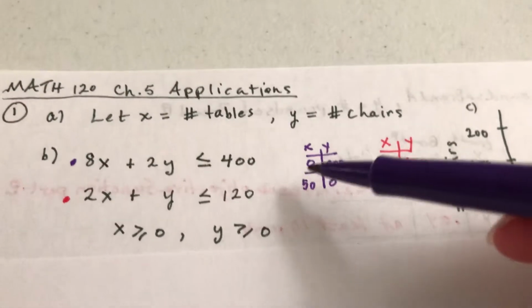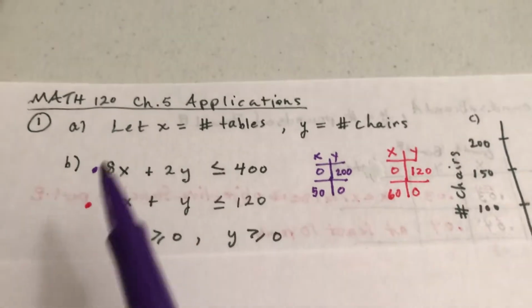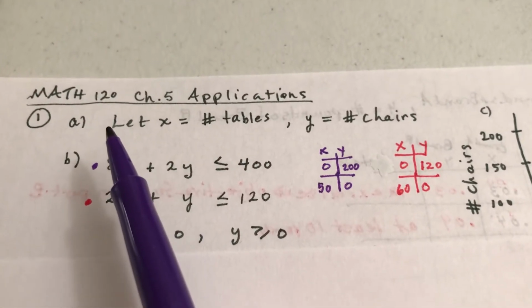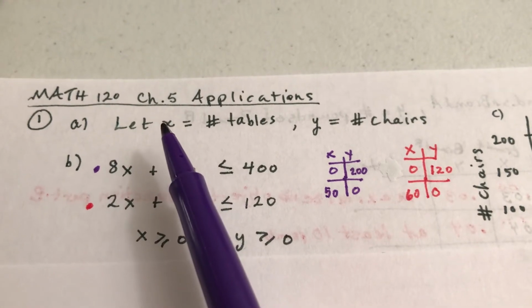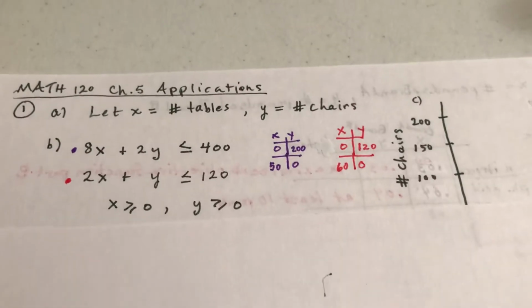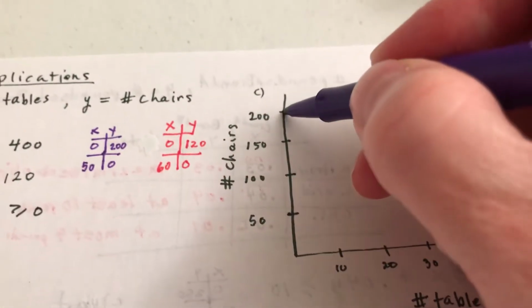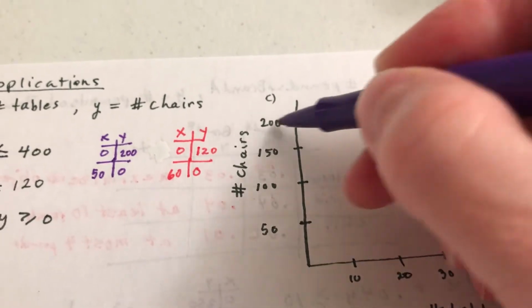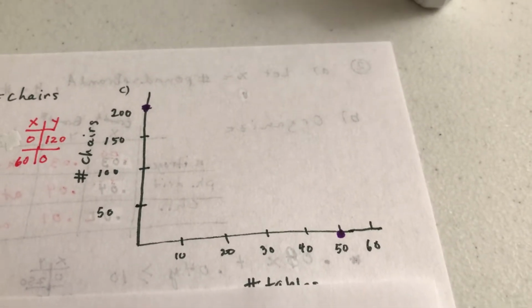And remember, we come over here and we let x equal 0. You put that in here, wipes that out, divide by 2, and you get 200. If I put in 0 for y, divide by 8, I get 50. Now, when you're doing this by hand, you're going to do one at a time. So I'm going to graph 0, 200 right there. And I know that's 200. 50, 0 right here. And that's a nice scale.